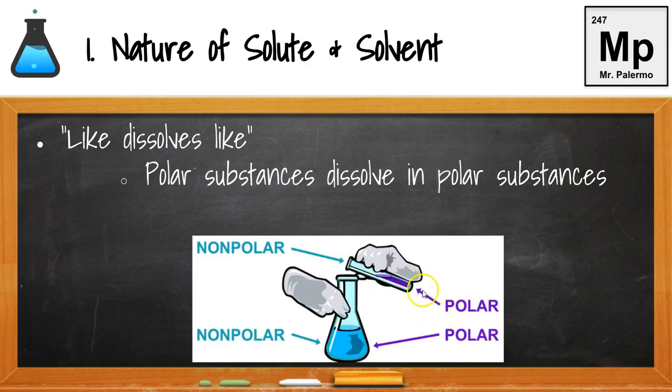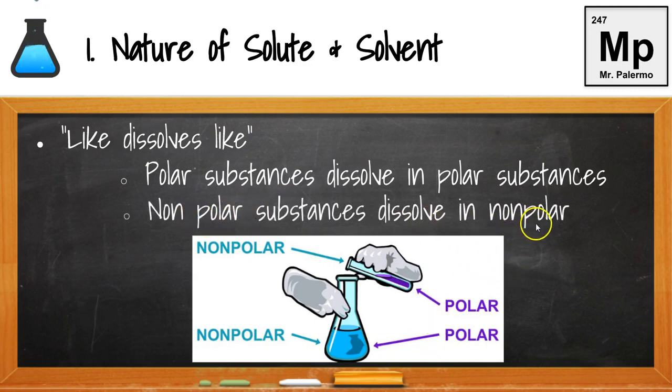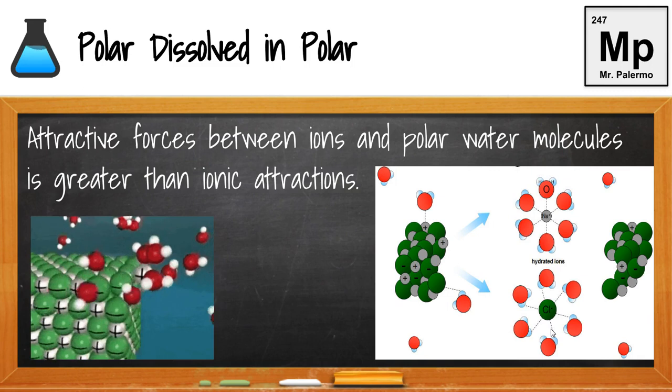So if I have a polar solute, it will dissolve and mix with a polar solvent. And then nonpolar substances will dissolve in nonpolar substances. So a nonpolar solute will dissolve in a nonpolar solvent. Again, like dissolves like. So let's see why that occurs.